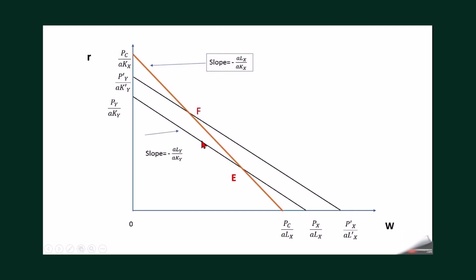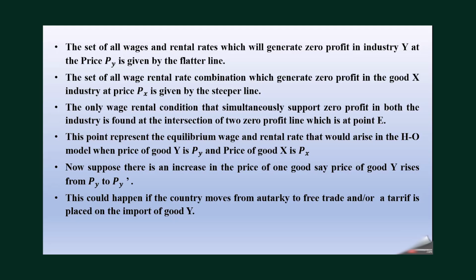Point E, where both the curves intersect each other, indicates the point where there is a simultaneous zero profit condition maintained by both the commodities. This point represents the equilibrium wage rental rate that would arise in the Heckscher-Ohlin model when the price of good Y is Py and the price of good X is Px.